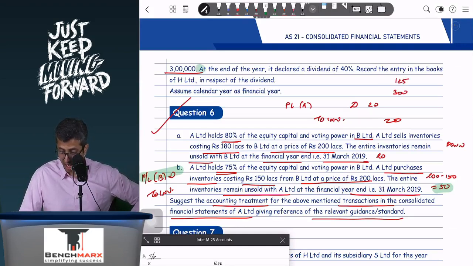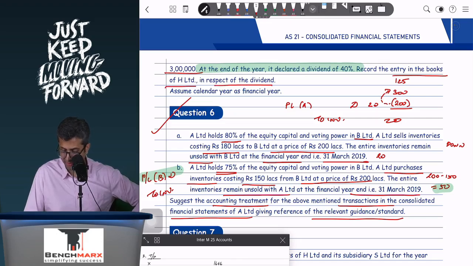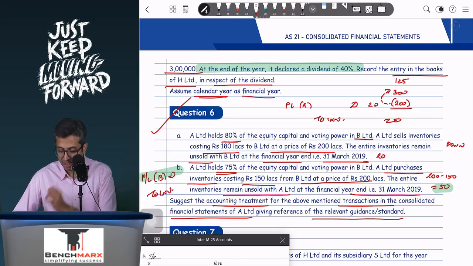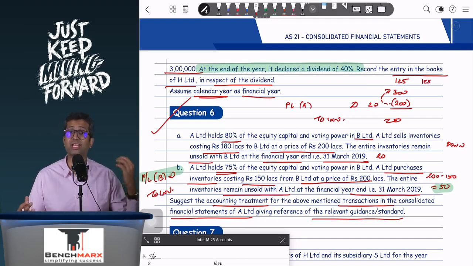Now, at the year end, it declared a dividend of 40%. Now, this is a 40% of the total value. So this is 5,000 into 100, that is 5 lakhs into 40%. Can I say this is 2 lakhs? So I would have declared 2 lakhs worth of dividend. Now, this must have been from the profits of the current year. Okay. Record the entry in the books of H in respect of the dividend. Assume the calendar year is the same as the financial year. Now, the problem over here is that the dividend is 200 out of 300. So I can say, okay, 125 is pre-acquisition. Out of this 300, I cannot say the entire 300 is pre-acquisition.